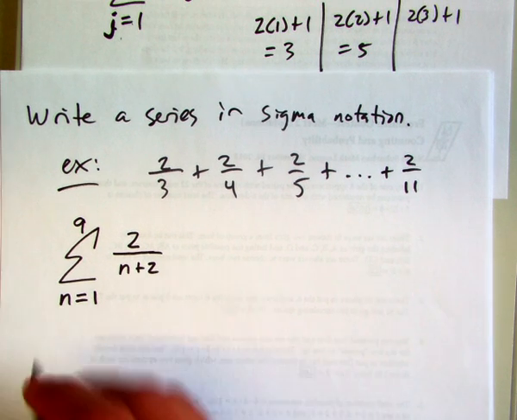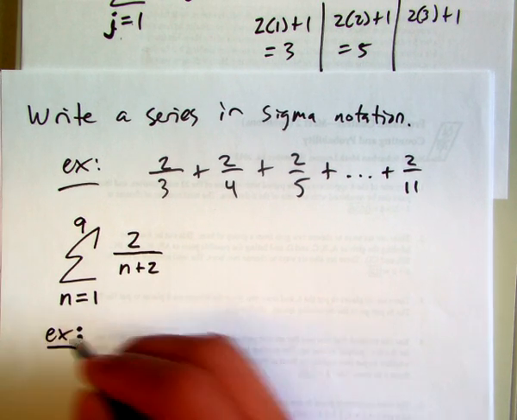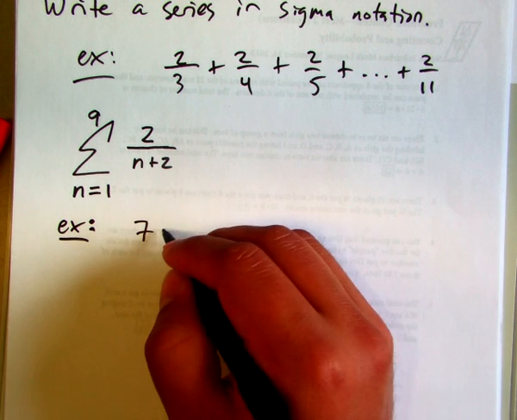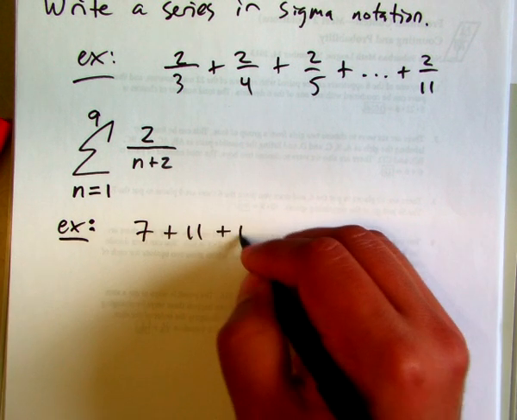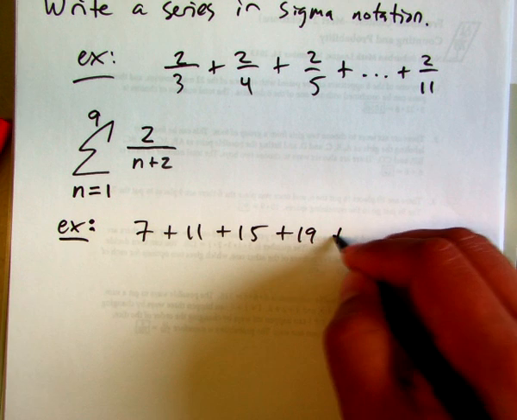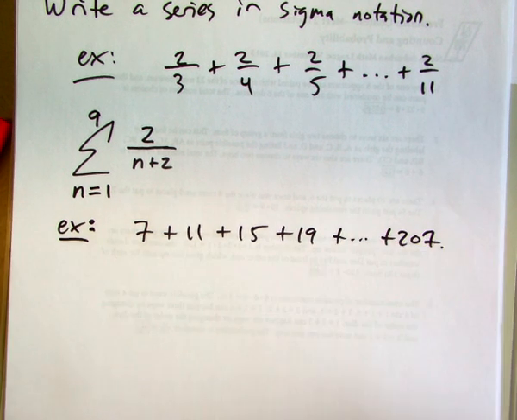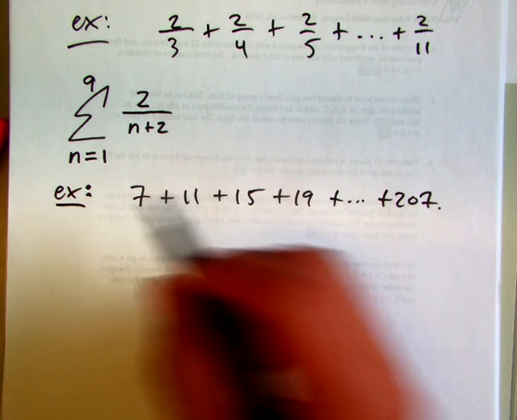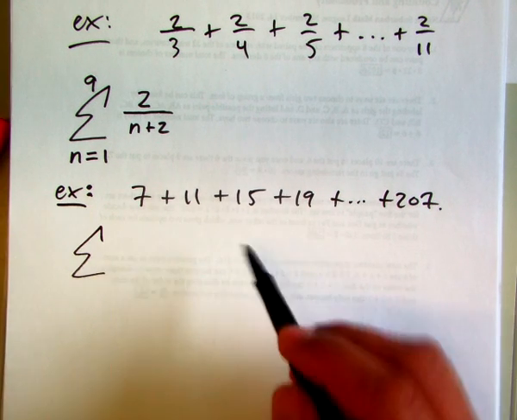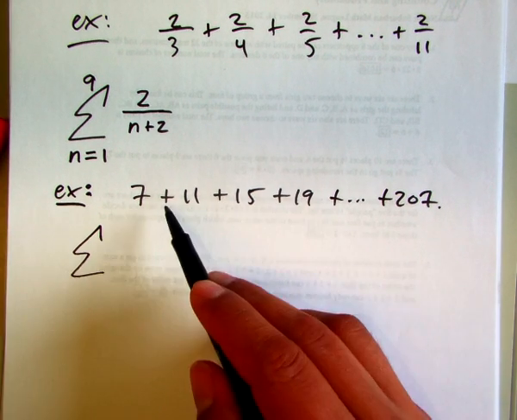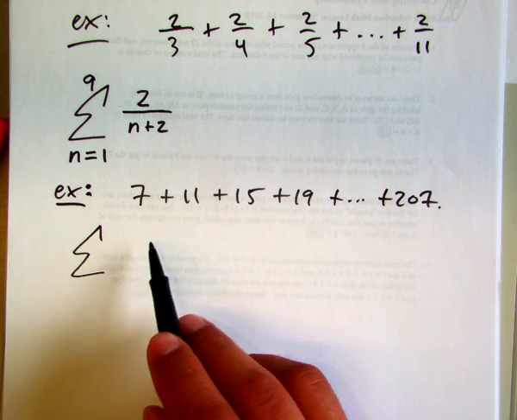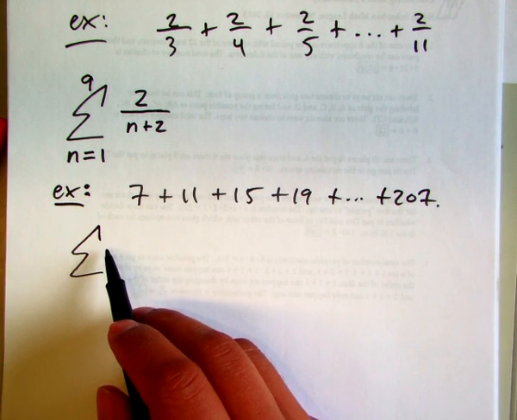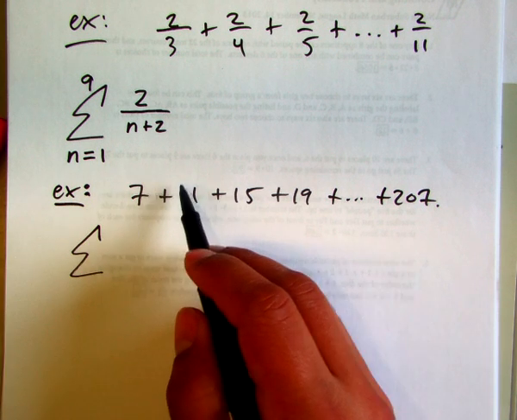We'll do another quick example. Let's say I just have 7 plus 11 plus 15 plus 19 all the way up to 207. Okay? We'll talk more about this kind of series in the next video. But for now, here's a very easy way to find a rule if you notice that the numbers are always going up by the same thing.